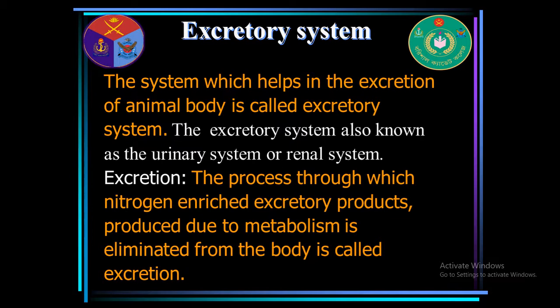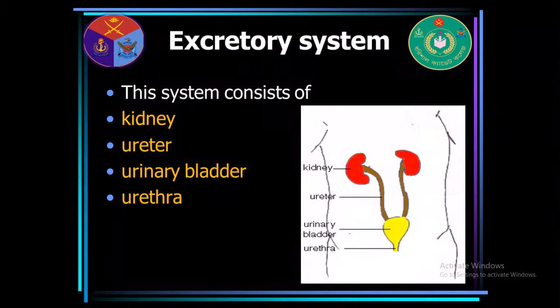So, excretion is a physiological process. By this process, the nitrogenous waste products which are produced in our body are expelled out from our body. This is called excretion. This system consists of the kidney, ureter, urinary bladder, and urethra. So, the excretory system consists of kidney, ureter, urinary bladder, and urethra.